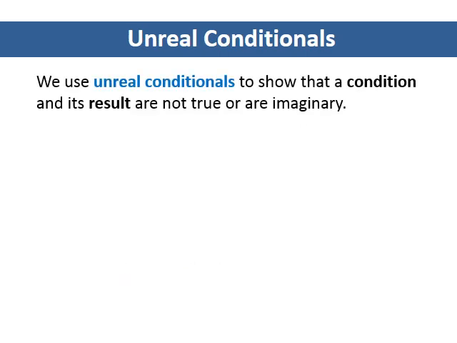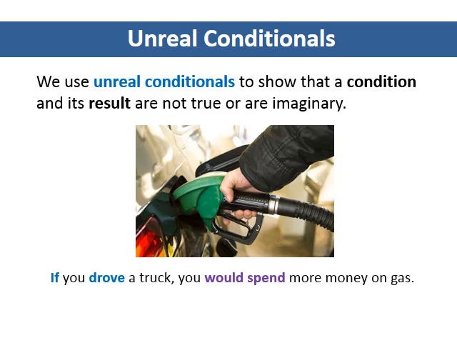Unreal conditionals. We use unreal conditionals to show that a condition and its result are not true or are imaginary. Listen to the example. If you drove a truck, you would spend more money on gas. When something is imaginary, we use the past tense in the if clause. In the result clause, we use would plus the base form of the verb.